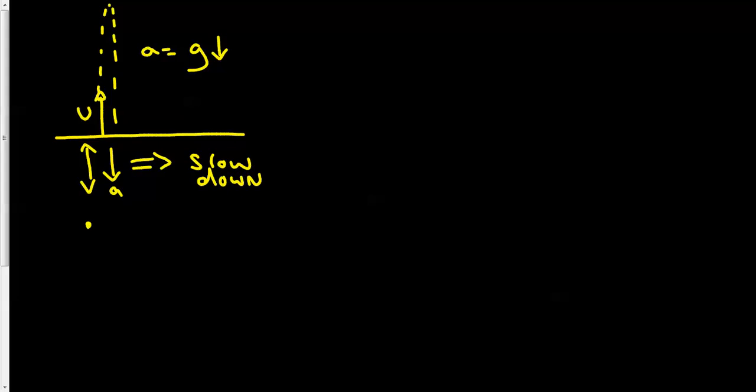When the velocity is zero and the acceleration is still downward, we'll see that it begins to change direction, it turns. And then when the velocity is down and the acceleration is down, we know that it is going to speed up. Okay, so what we can generalize from this is that when the velocity and the acceleration go in opposite directions, we have slowing down, and when the velocity and the acceleration go in the same direction, we have speeding up.